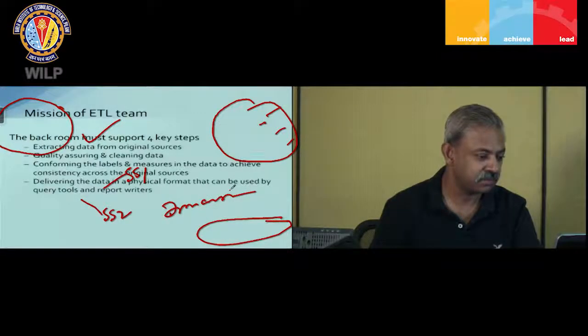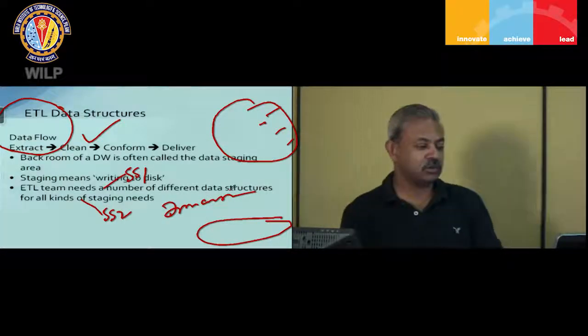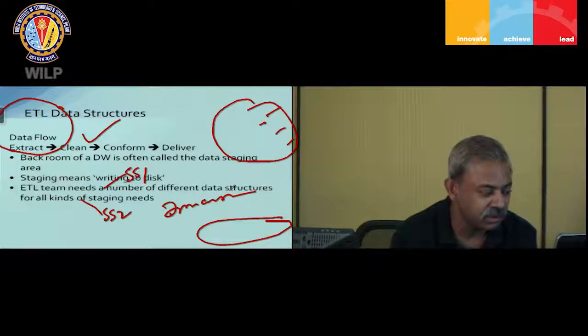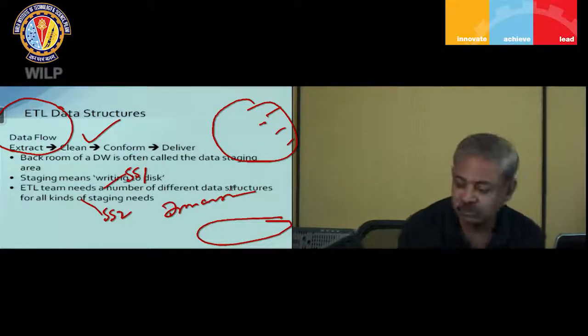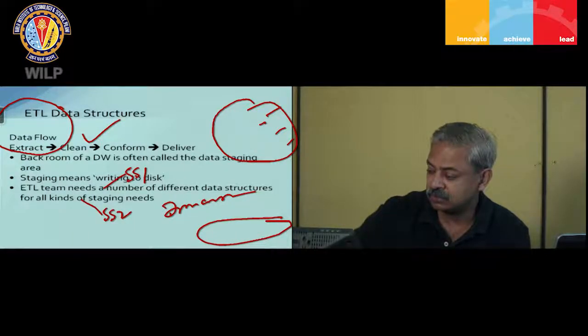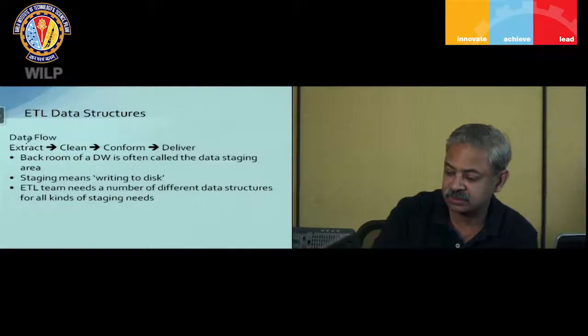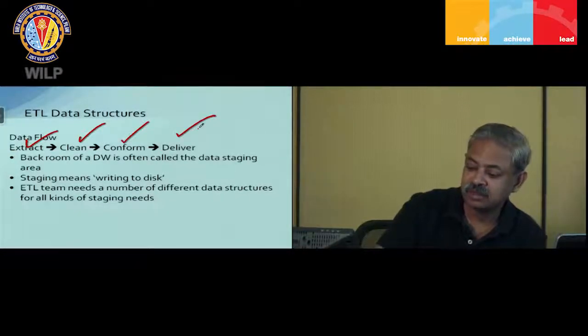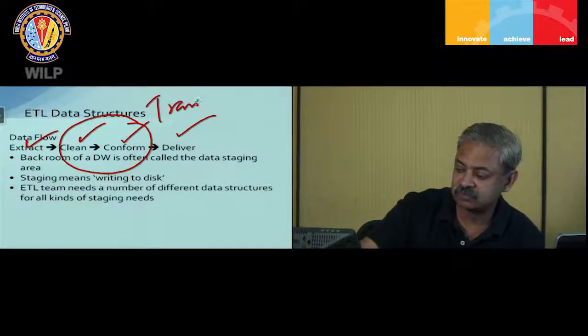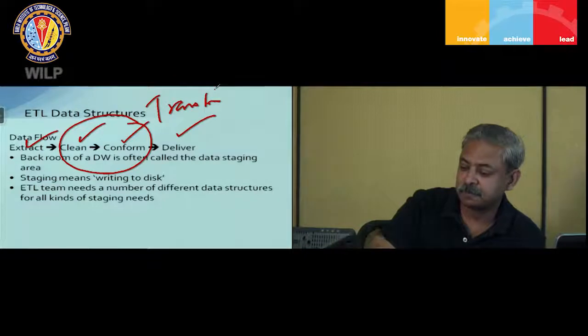Something went wrong. Yeah. So, data structures. Here, what we do is the data flow. If you look at the data flow part of ETL, you will notice a couple of things. You extract, clean, conform, and deliver. Clean and conform together are actually called transform, right?